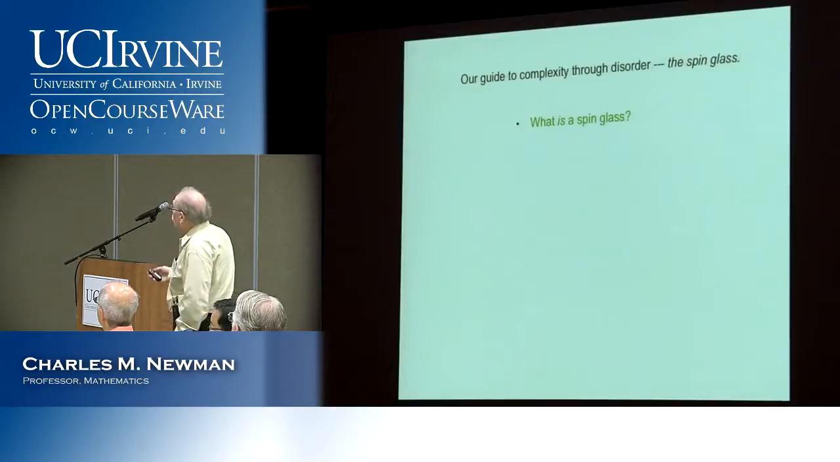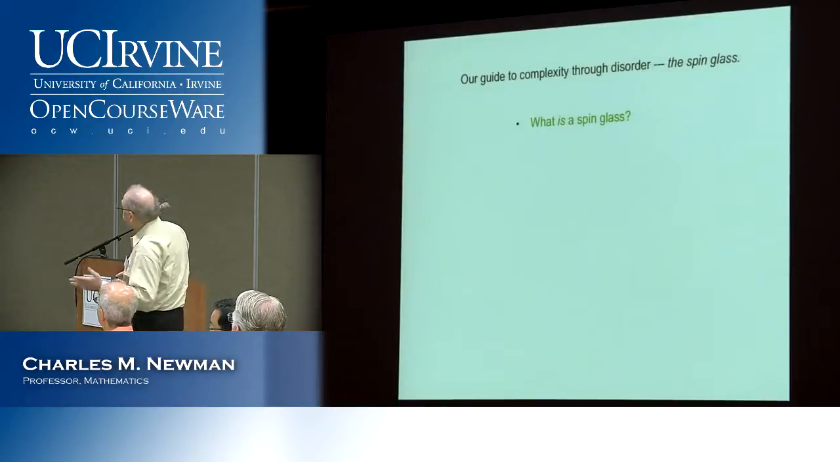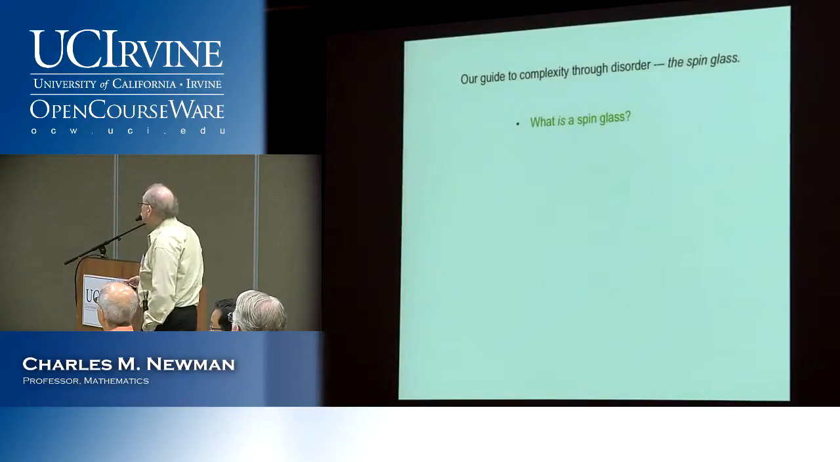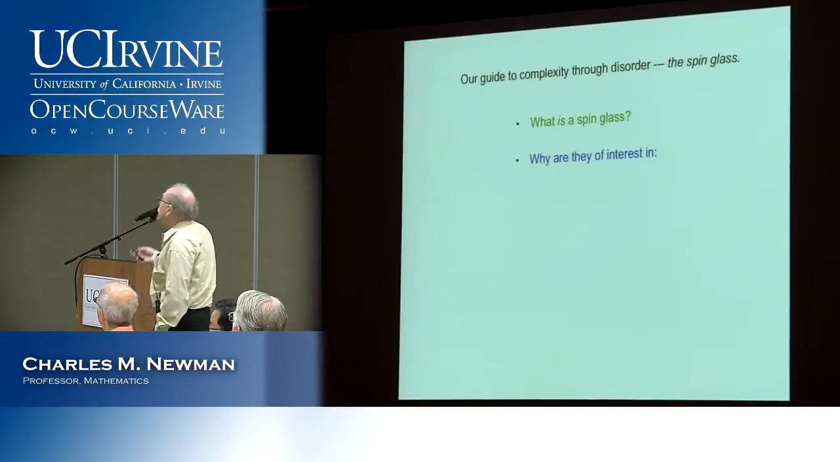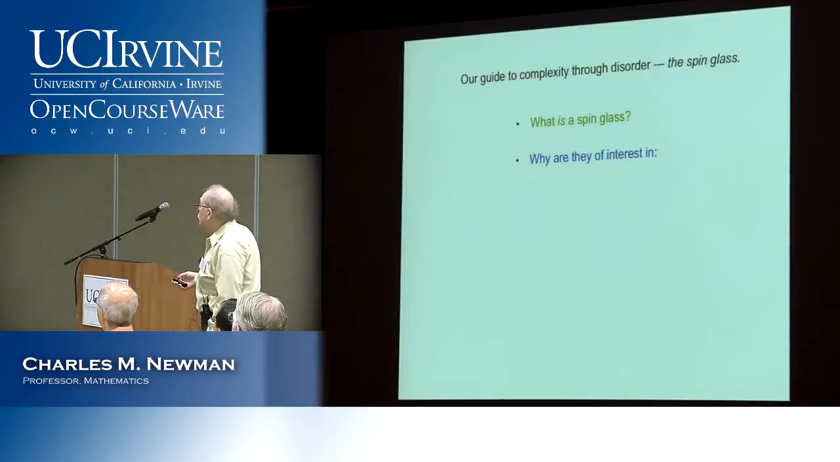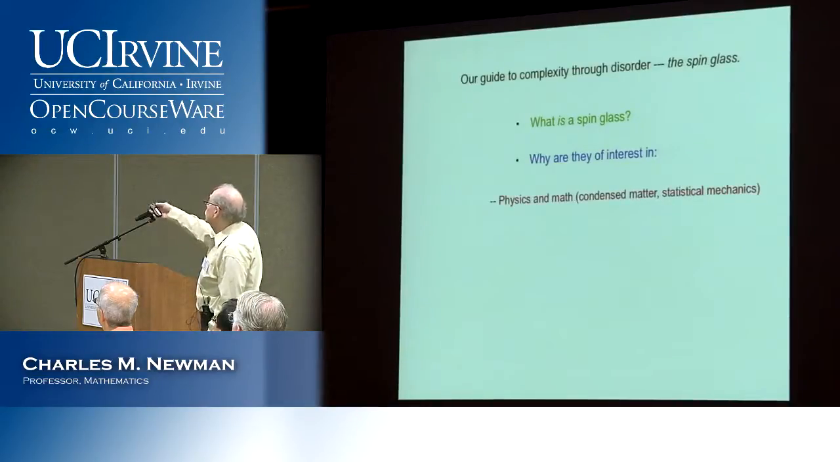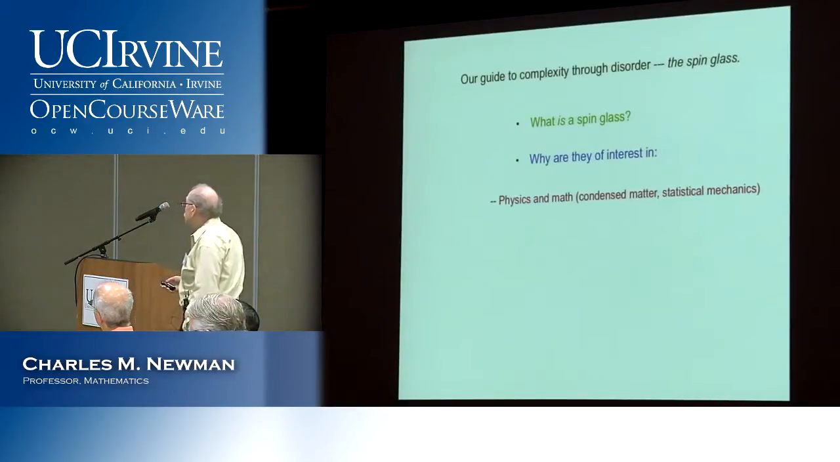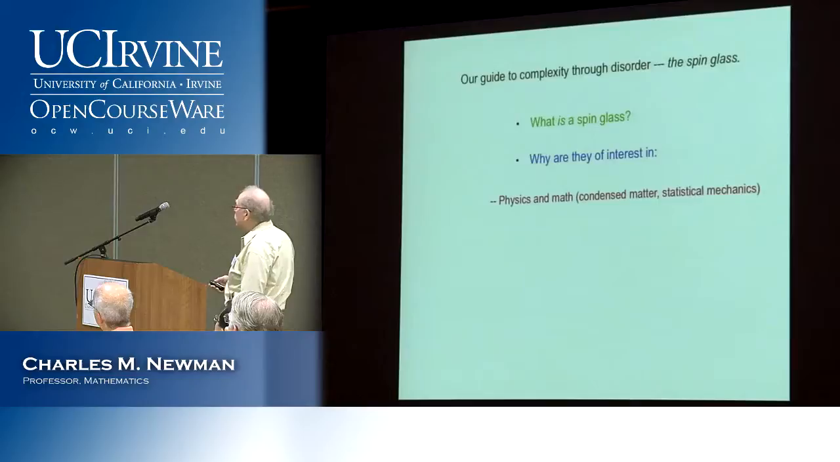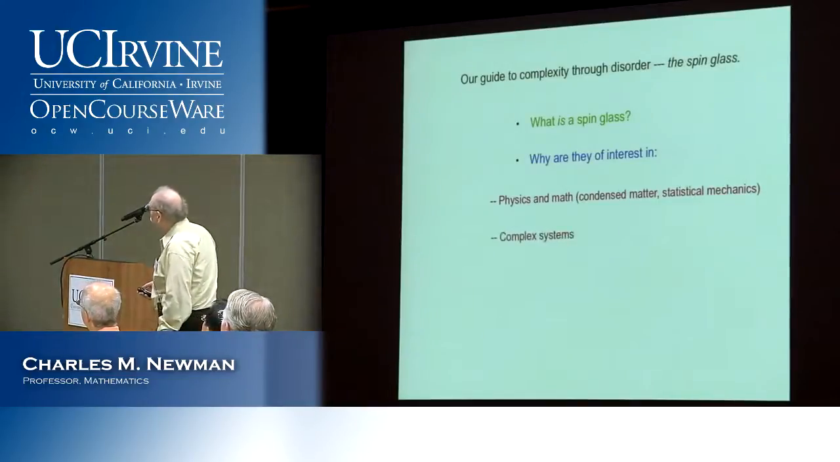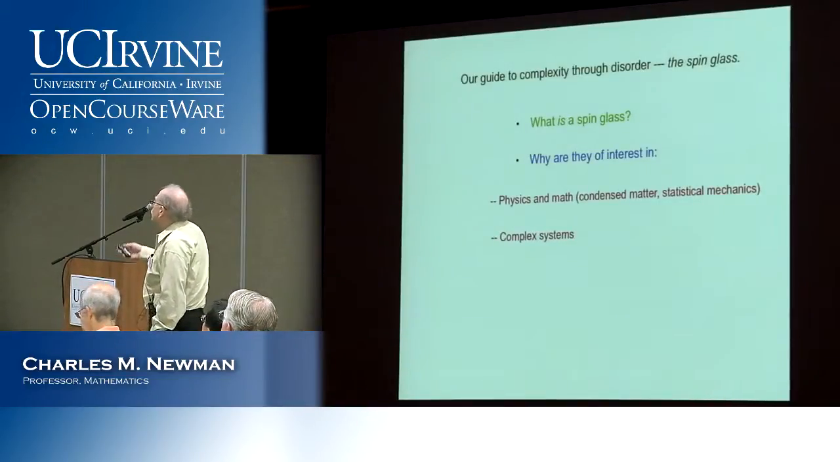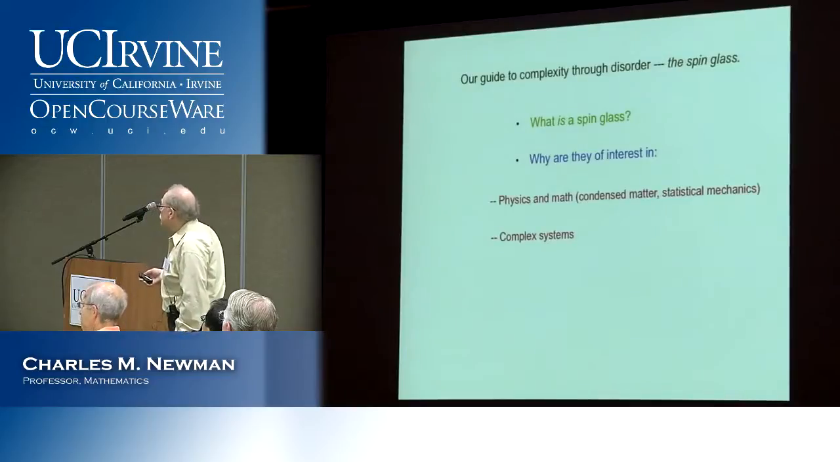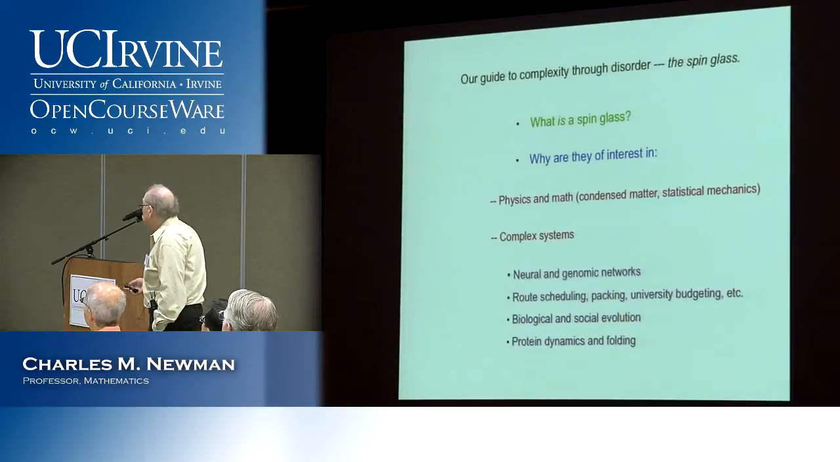So we'll talk about what is a spin glass, this boring looking piece of metallic alloy. Why are they potentially of interest in various other areas of complex type systems? Originally in physics and mathematics, we'll talk a little bit about condensed matter physics and statistical mechanics. What kinds of issues come up in various kinds of complex systems?